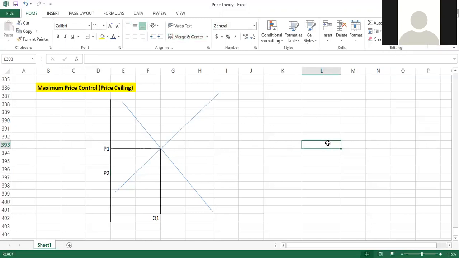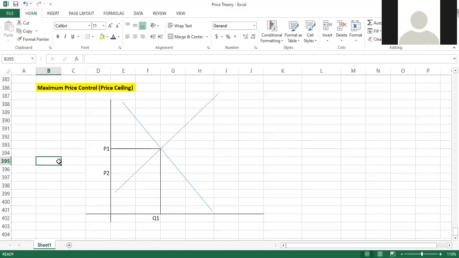Then what will happen? What is the immediate result? Producers will supply less quantities. Definitely, if they have to supply at a low price, we know that if the price is low, the quantity they are willing to supply is less. The quantity supplied will decrease, right? And then what else will happen?